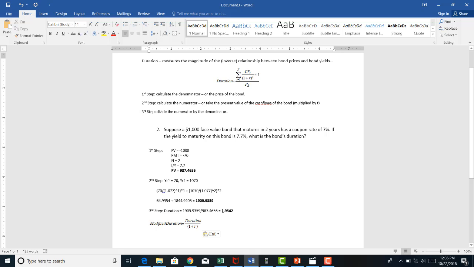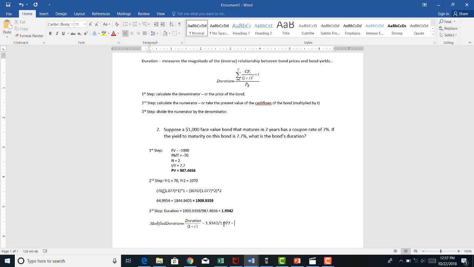In this problem, duration was 1.9342. Modified duration is just going to be equal to 1.9342 divided by 1 plus the yield to maturity. In this particular problem, the yield to maturity on this bond was 7.7%. So I'm going to divide this by 1.077, and my modified duration is going to be slightly less than my duration.